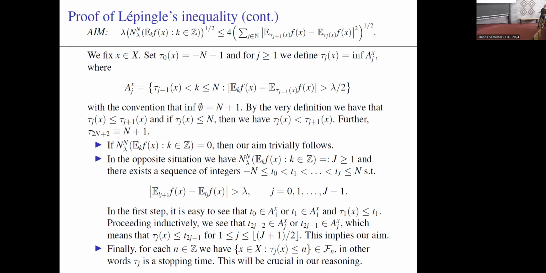So tau j, it will be the first time when we have a jump of height lambda half of the lambda after the previous one. Okay, so we think that tau j minus 1 is already chosen, and we take the minimal parameter k such that we have a jump of height lambda by 2. Okay, and we use this convention that if the set is empty, then we put that this tau is equal to n plus 1.